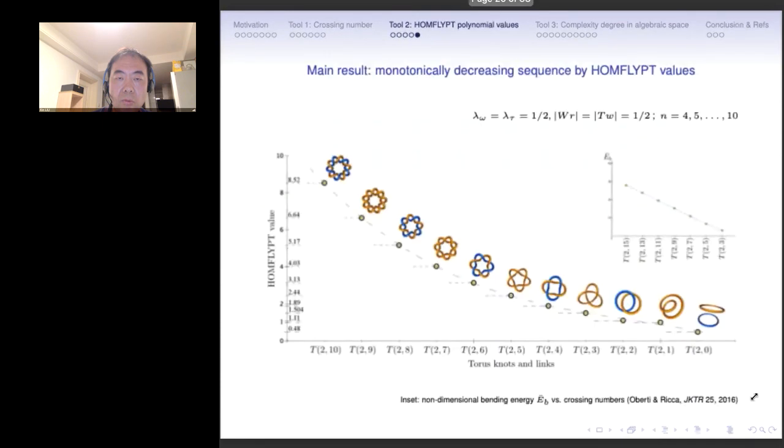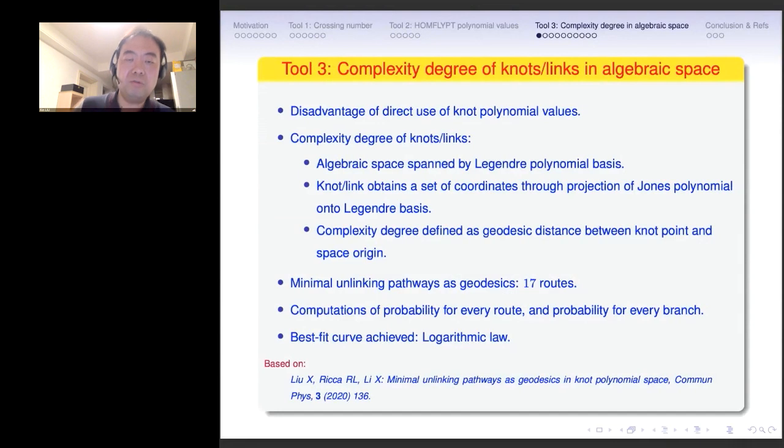Okay. No. Right, so now let's move to the next section.